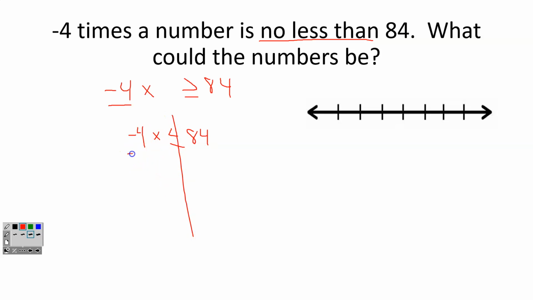Draw my fence. I'm going to divide both sides by a -4. And I end up with x is less than or equal to, and 84 divided by a -4 is going to give me an answer of a -21. Because it's equal to, it's going to be a closed circle at -21. So here's my closed circle. And it's going to go in this direction right there.